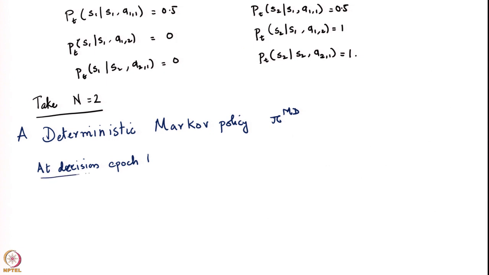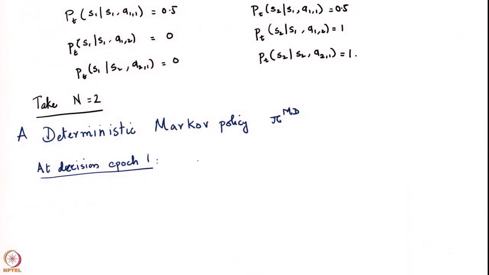Now, let us write the decision rule at the first decision epoch. I have to define an action for each state that could potentially occur at that decision epoch. There are two possible states in this problem, so I need to define an action for each of those two states. Since I am taking n equals 2, this is actually decision epoch 0, at time equal to 0. So, at decision epoch 0, I need to define a decision rule that defines an action for each of the states that can potentially be realized at decision epoch 0.